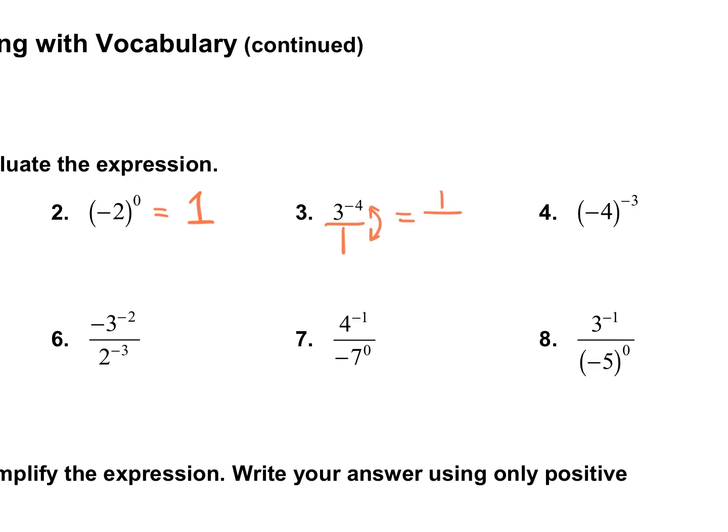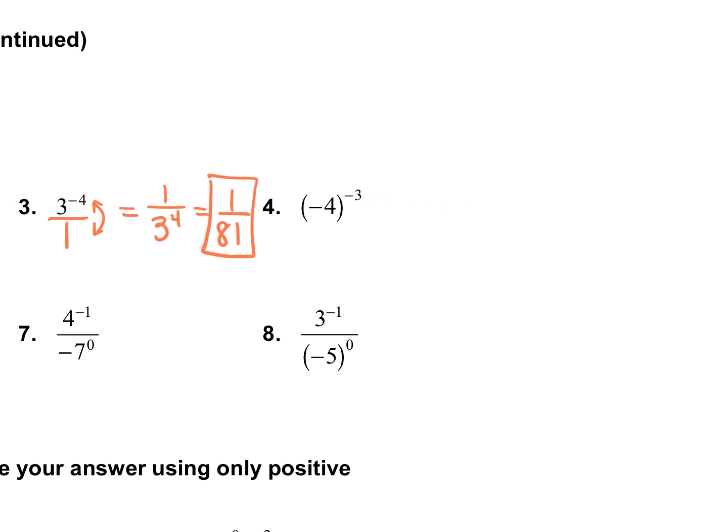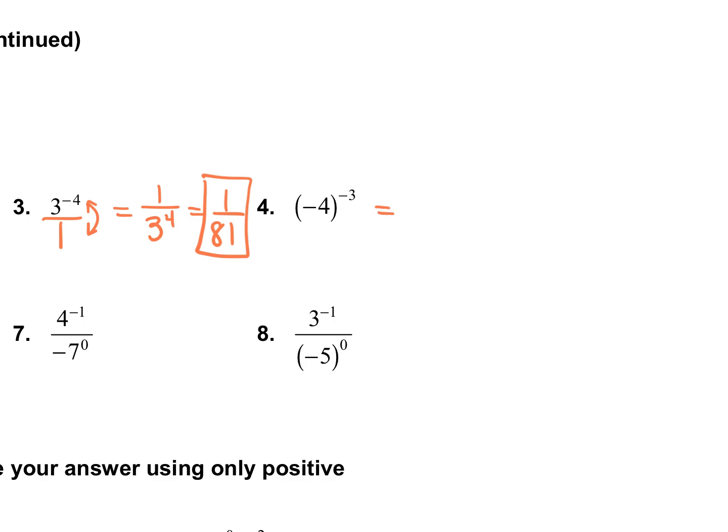So this would be 1 over 3 to the 4th power. And then we're going to use our calculator. And 3 to the 4th power is 81. So this is 1 over 81. Then, same deal. The negative exponent is what gets turned positive when you flip it. So we would have negative 4 still, but now it's to the positive 3. And I'm going to put parentheses around it when I plug it into my calculator. And we do get negative 64, and that'll go out front of your fraction.